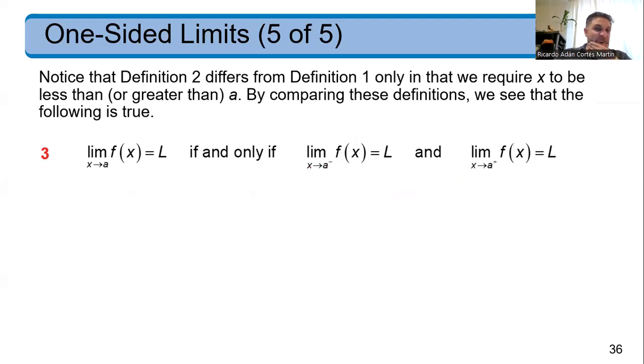Okay, so what does this mean then? The limit of f of x when x goes to a? That means that the right hand limit and the left hand limit go to the same place, okay? That is what we mean when we talk about the absolute limit of a function, okay?